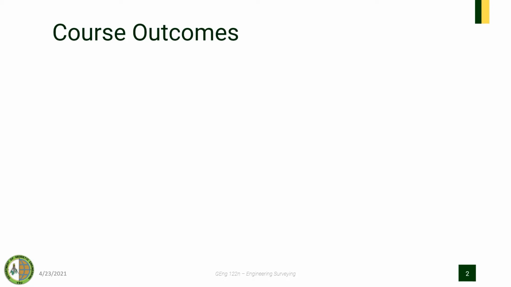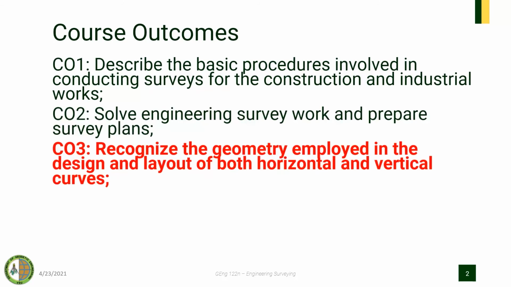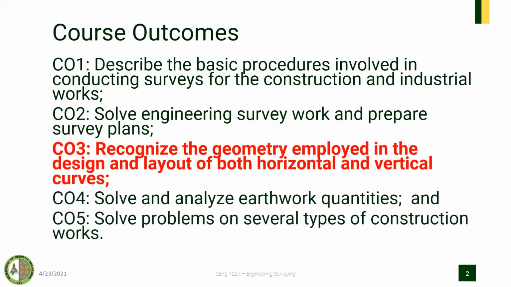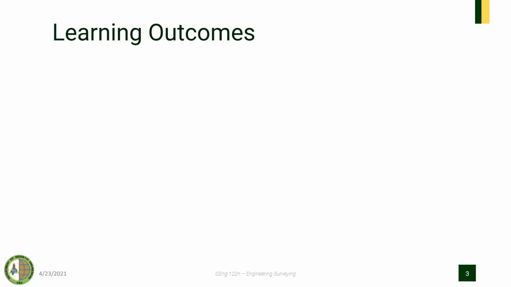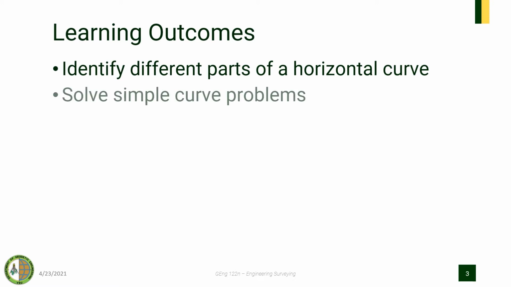For this lesson, it is under course outcome 3, which is to recognize the geometry employed in the design and layout of both horizontal and vertical curves. The learning outcomes of this lesson are to identify different parts of the horizontal curve and solve simple curve problems.